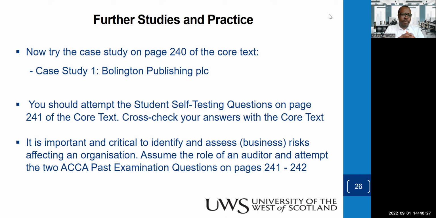So that's it. Burlington Publishing PLC, page 240. There's a case study there. Again, as usual, on page 241 of the core text, you'll find some student self-testing questions. And like I said, it is the heart of the course we are doing, evidence, okay? Unit 4, very important. ACCA text chapters 5 to 8, very important. As a student of auditing, you should be able to identify and assess business risk affecting an organization. There are two past ACCA exam questions. I would want you to look at them on pages 241 to 242.